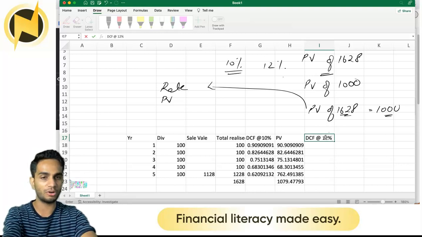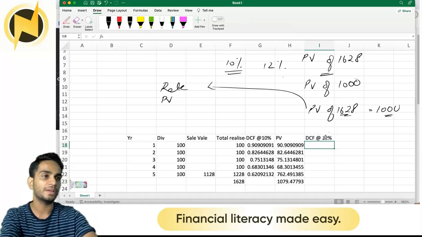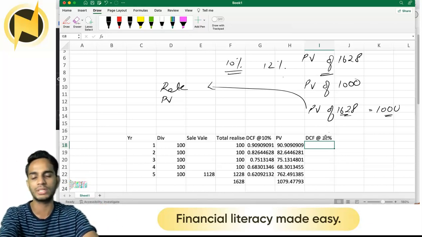Now, in case you are not able to understand what I'm saying right now, because you haven't studied the initial chapters of time value of money, or you do not know the concept of time value of money at all, what I would suggest is go to the first chapter's video, then come back, understand what time value of money is, understand what discounting is, understand what compounding is, then come back here.